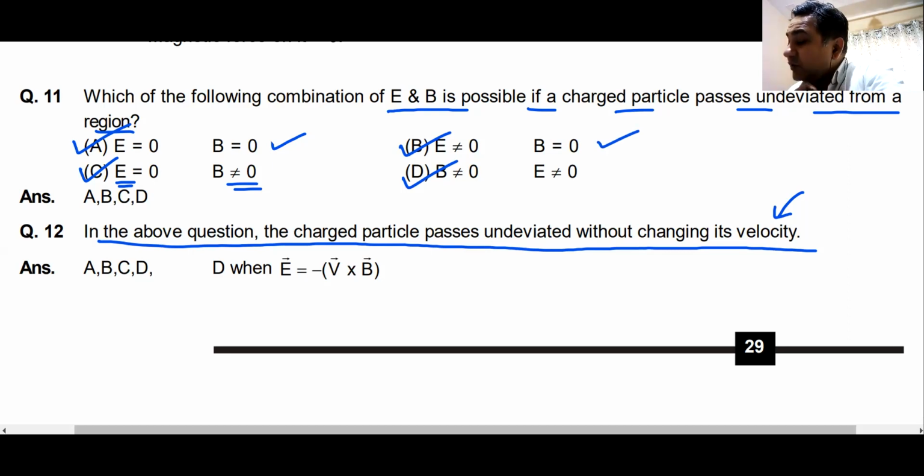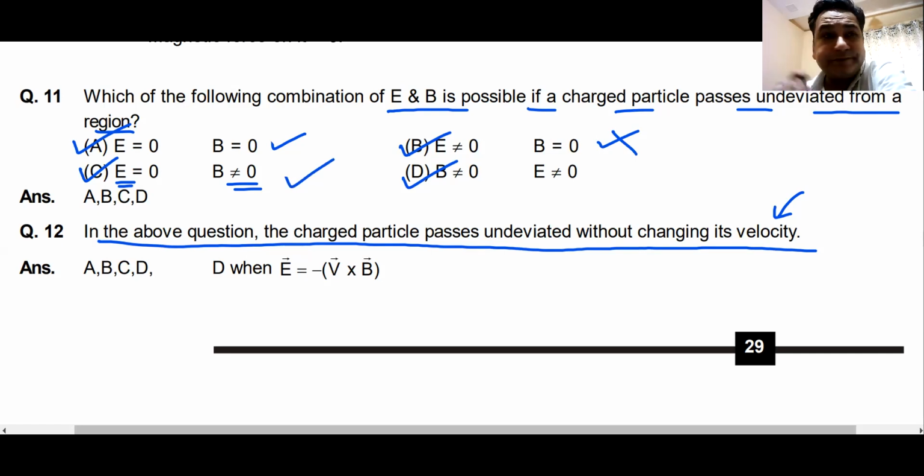E is not equal to 0 and B is equal to 0. Can the particle go undeviated without changing its velocity? Is it possible? It is not possible. Yes, sir, not possible.